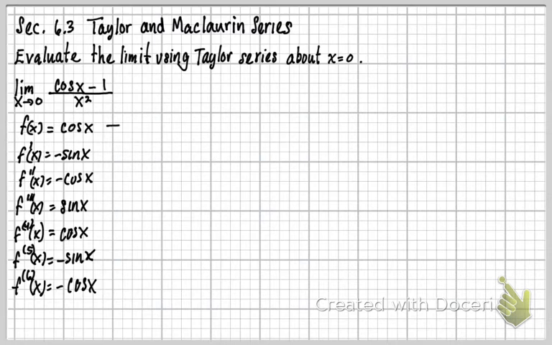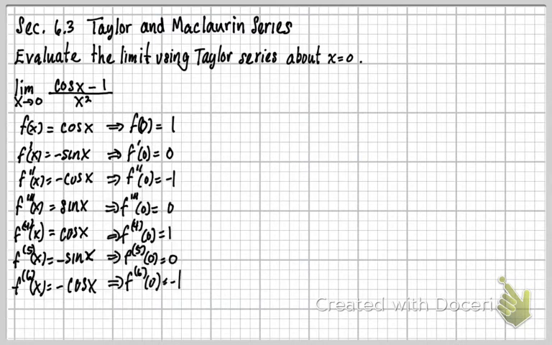Now we need that first part, f of a. That means f of 0 for this one, since we're centered about 0. So that's going to be the cosine of 0, which equals 1. Then for this one, f of 0 is negative 0, which is 0. Now I'm just going to run through the rest of these.